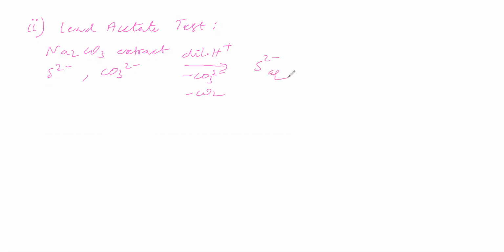Carbonate is not there in the resultant solution, only sulfide is there. To this, lead acetate solution is added. Now this lead and sulfide become lead sulfide, which is a black precipitate.